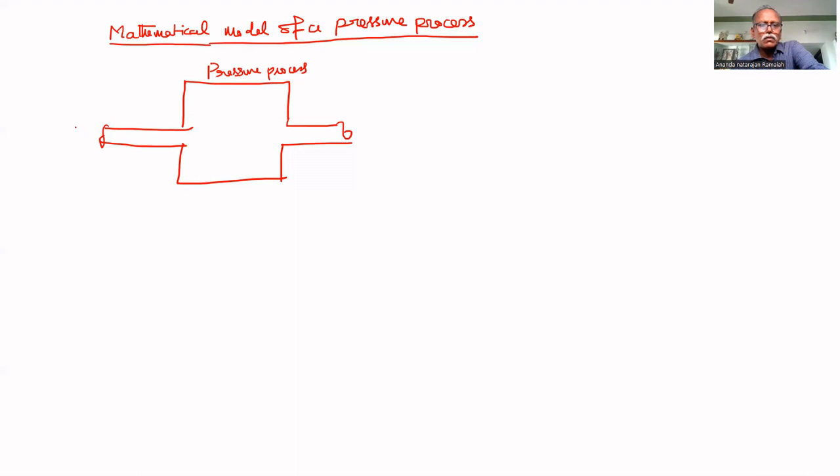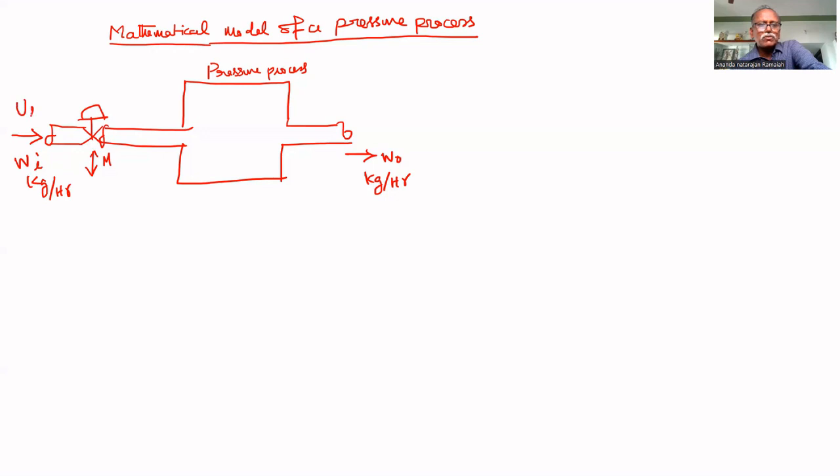Here, you can add a valve, a pneumatic valve. Its opening varies from M. The inflow rate is Wi. Outflow rate is W0. So many kg per hour. This is also kg per hour. Mass flow rate.